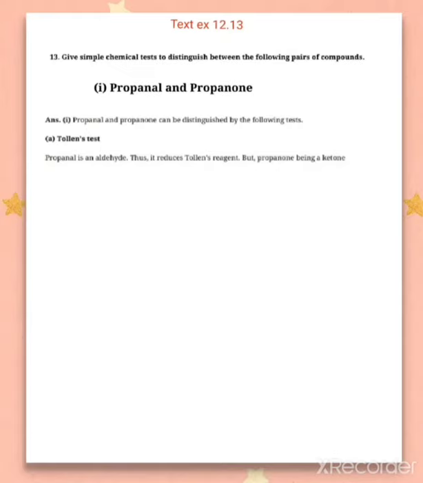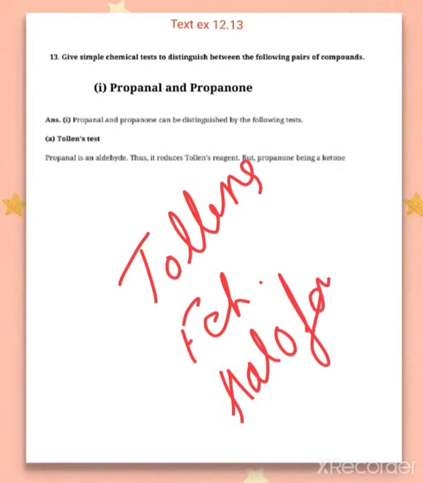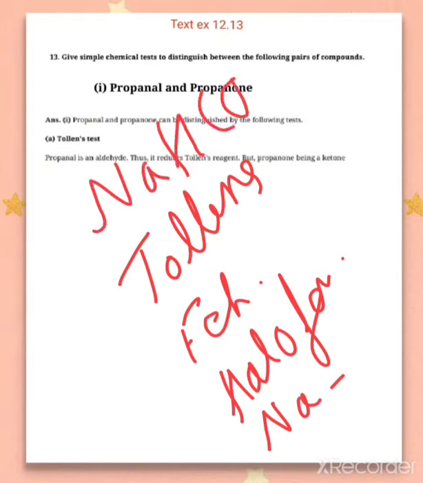As we have already learned some of the chemical tests in this chapter, that is the Tollens test. Then we have learned the Fehling test. We have learned the haloform test. We have also learned the sodium metal test, which gives effervescence. Then we have learned the sodium bicarbonate test, which is given by acids. So on the basis of some of the tests, we need to distinguish the following compounds.